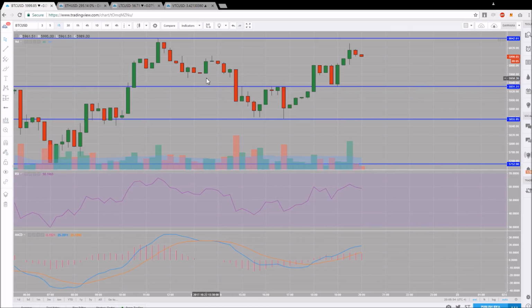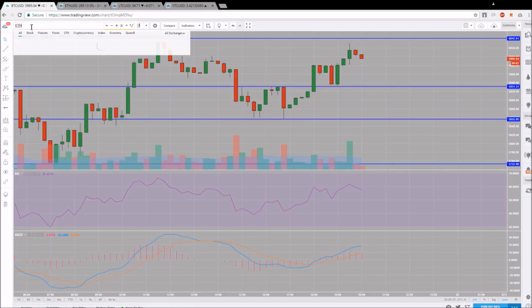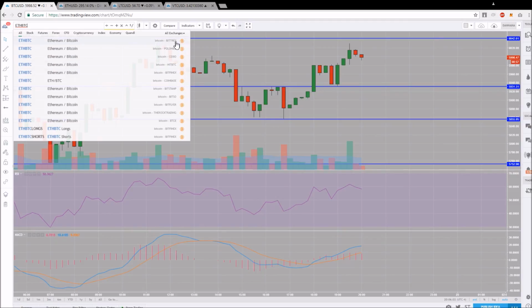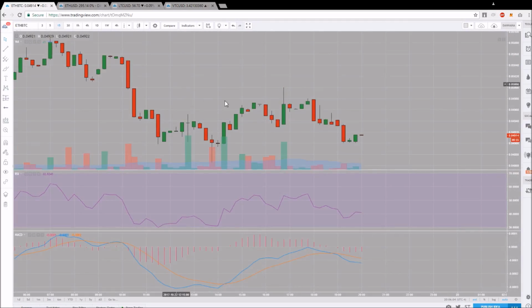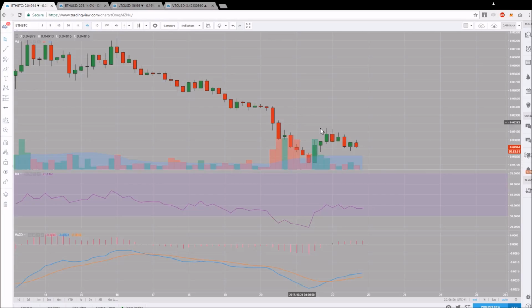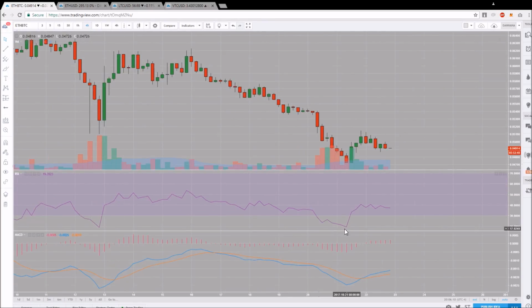We're also watching the Ethereum and Bitcoin ratio. And yesterday that had us looking for a bounce in Ethereum. And I will point out why in just a moment. Changing to ETH BTC 4-hour time frame on Coinbase. And we can see the RSI got down to 20.